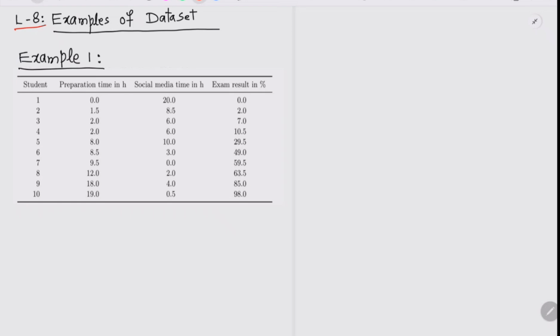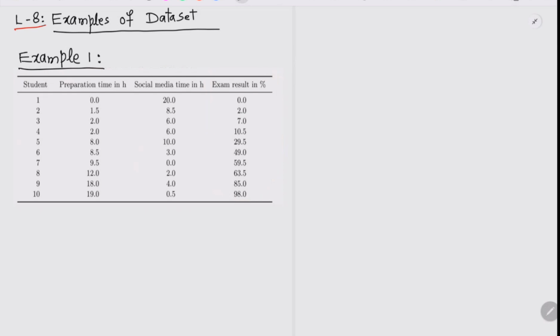So this is the data set of a class where we have 10 students, and they have taken an exam of some course. The first column shows the number of hours the student prepared for the exam, the second column shows how much time they have spent on social media, and the third column is the percentage of marks that the student has obtained.